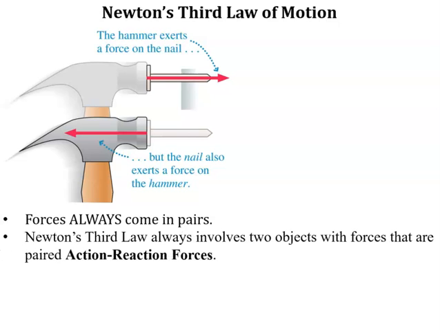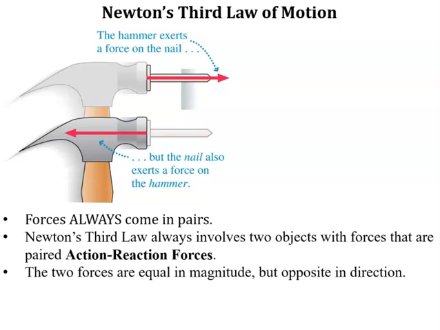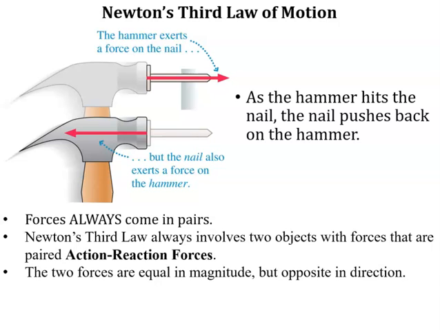Newton's third law involves what we call action-reaction forces. It always involves two objects with forces that are paired, and we call those action-reaction pairs. The two forces are equal in magnitude, but they are always opposite in direction. So a way of saying this is: the hammer hits the nail, the nail hits back on the hammer.